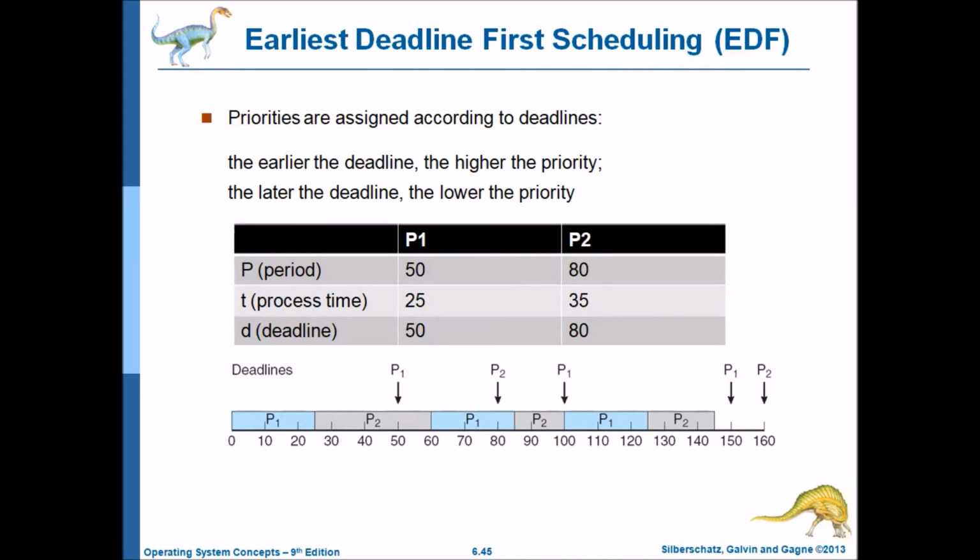So unlike the rate monotonic algorithm, EDF scheduling does not require the process be periodic, nor must a process require a constant amount of CPU time per burst, I mean. The only requirement is that a process announces its deadline to the scheduler when it becomes runnable.